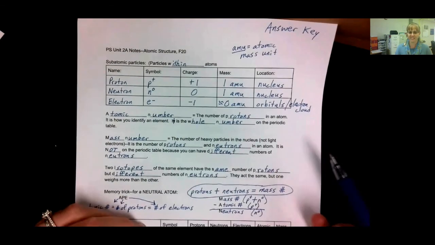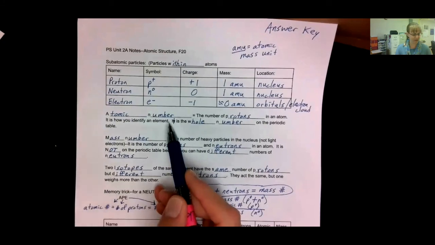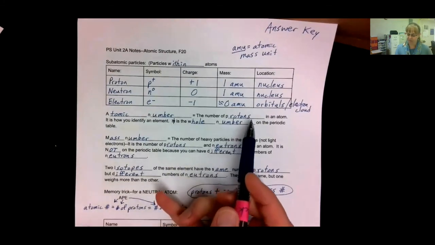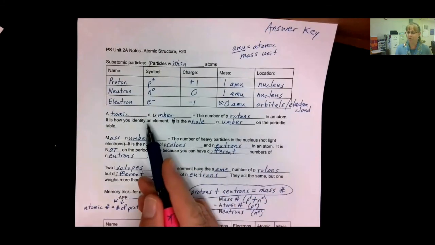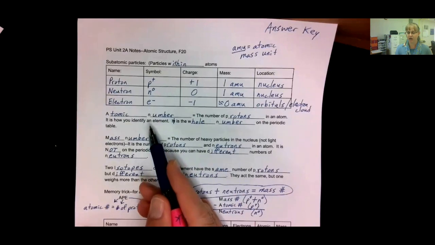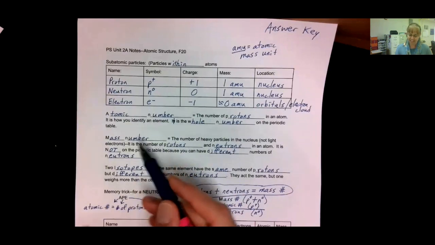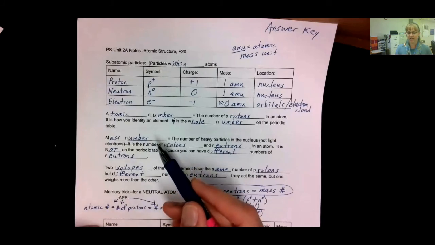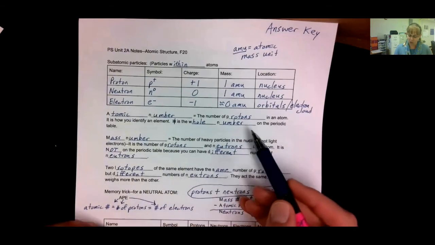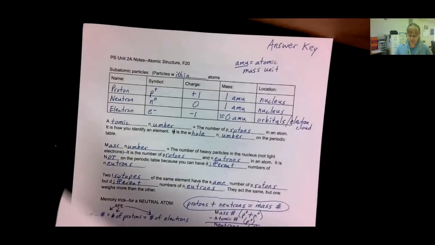So first of all, let's take a look at the atomic number of an element. It is the number of protons in an atom. This is the most important number on the periodic table, and it's the most important number about an atom. It's how you identify an element. The number of protons makes it be that particular element. If it has a different number of protons, it's a different element. It is the whole number on the periodic table.